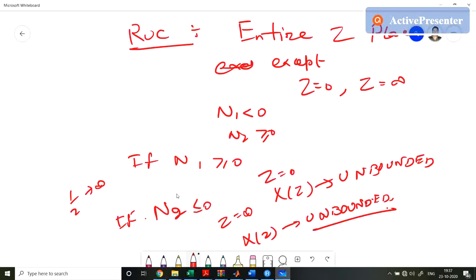So it depends on the values of N1 and N2 whether z equals 0 is included in the ROC or not, and whether z equals infinity is included in the ROC or not. But the summary of this is that if x[n] is a finite sequence, then the ROC is the entire z plane except z equals 0 or z equals infinity.